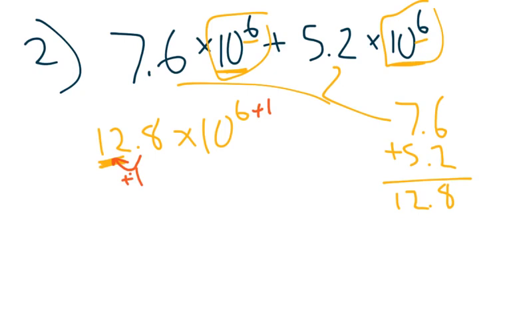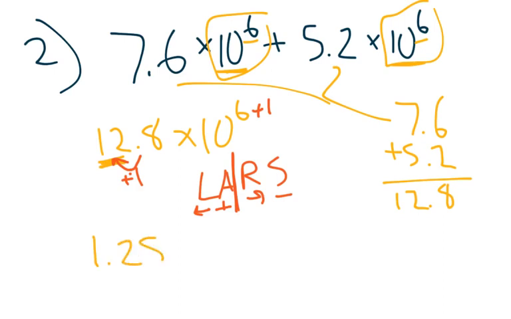The way to remember this is to use the acronym LARS. If you go to the left, you add to the exponent. If you go to the right, you subtract from the exponent. And so here we end up getting, as our final answer, 1.28 times 10 to the 7th.